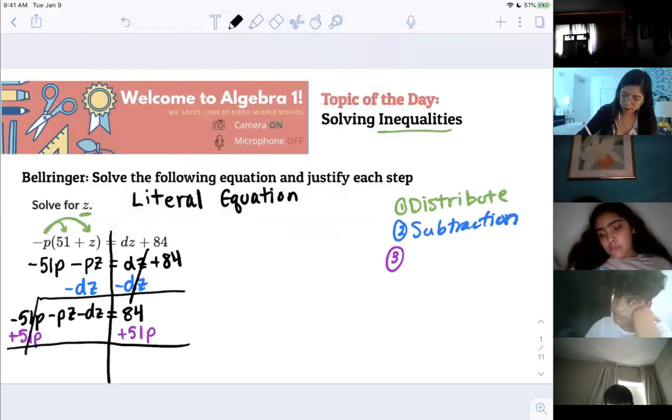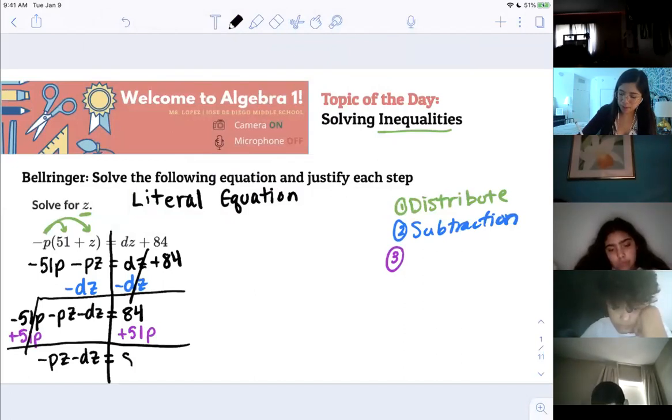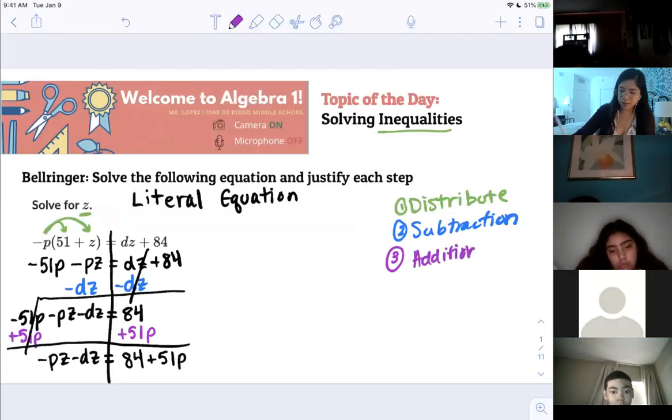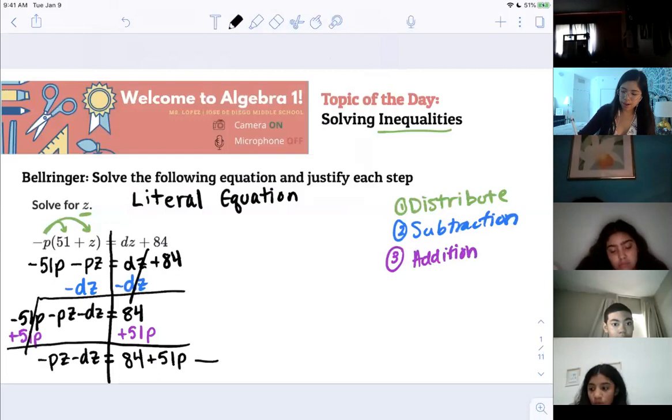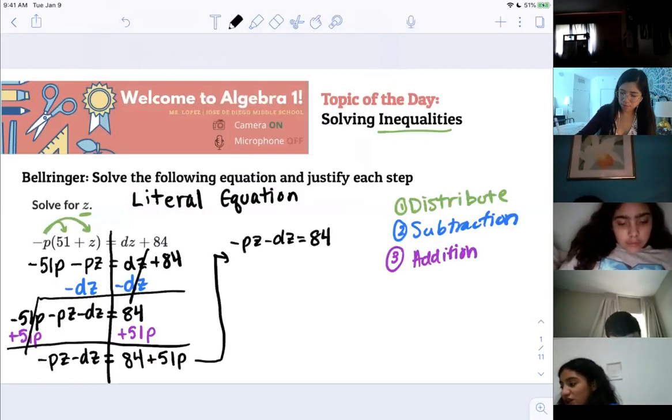Okay, so now I have negative pz minus dz. Can't add these together because one has a variable, the other does not. So I'm not adding the 2 numbers, I'm keeping them separate. Okay, now we can do what I was talking about before. So now, let me rewrite this. Now we're going to do the step that's called factoring.